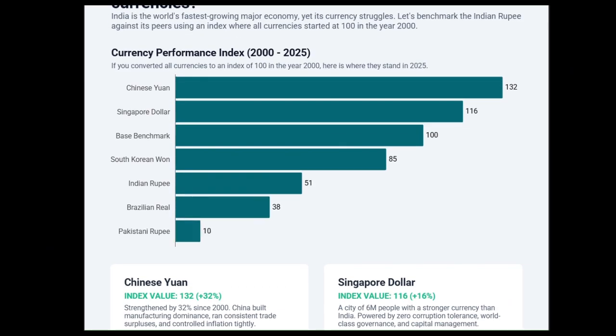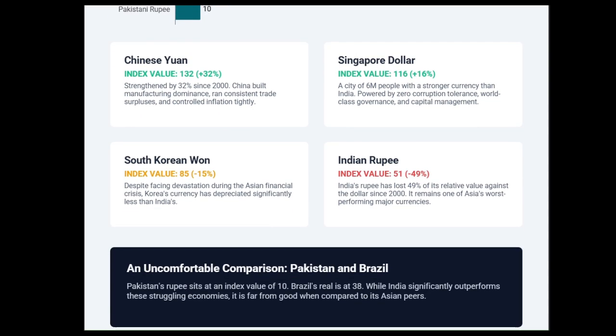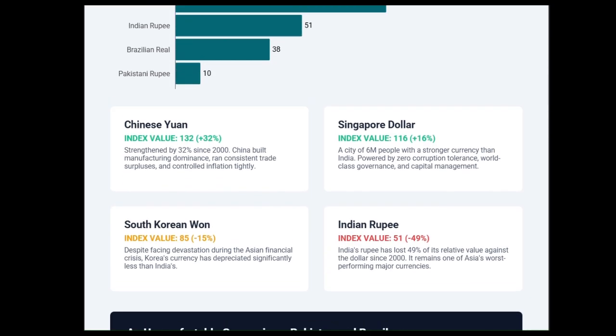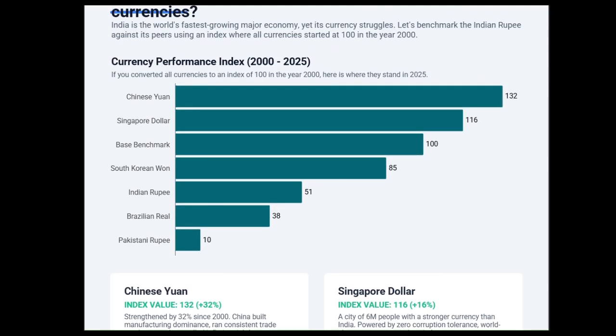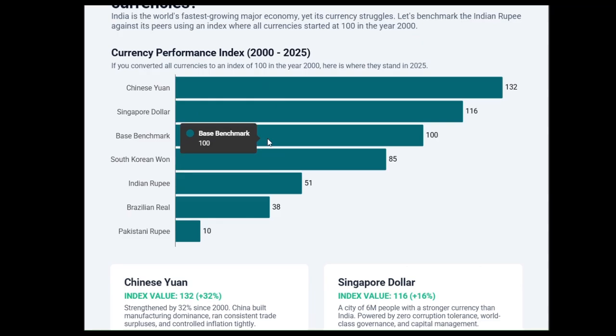A question that haunts every serious Indian economist: why does India, the world's fastest growing major economy, have one of Asia's worst performing currencies? Let us benchmark India against its peers. In the year 2000, if you converted all currencies to an index of 100, meaning each currency starts at the same baseline, here is where each currency stands in 2025.